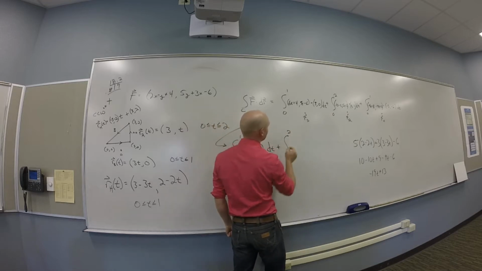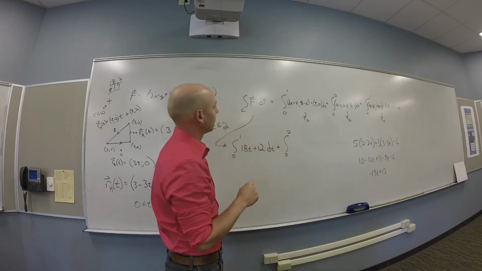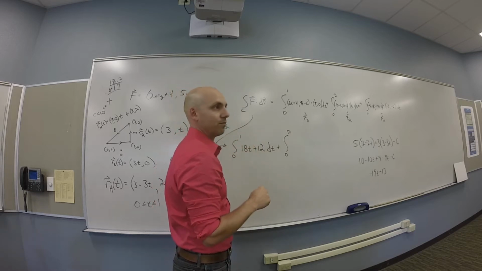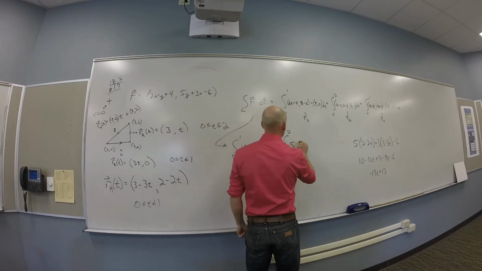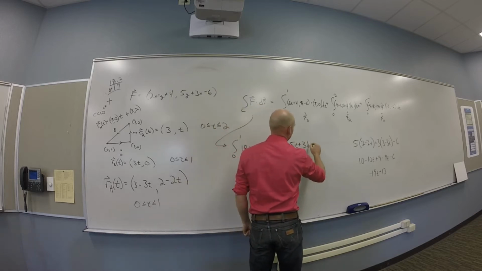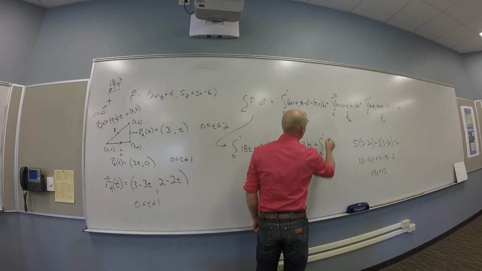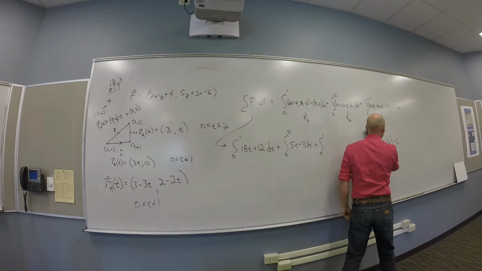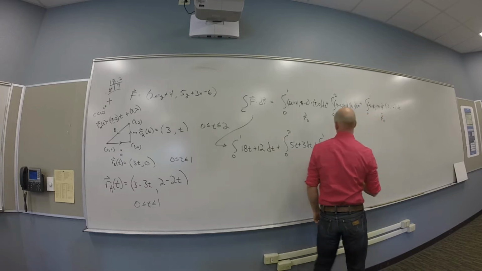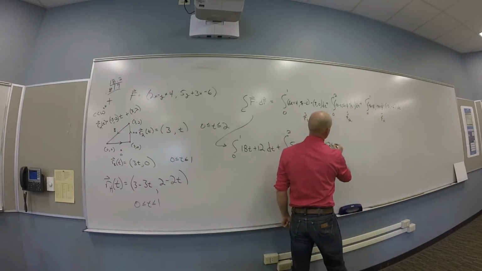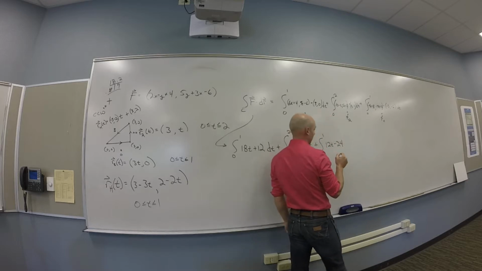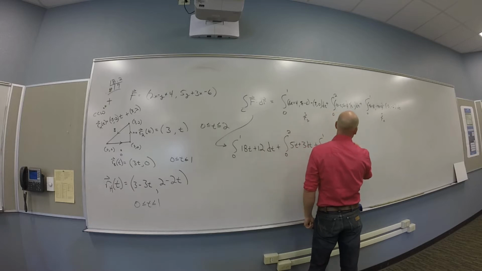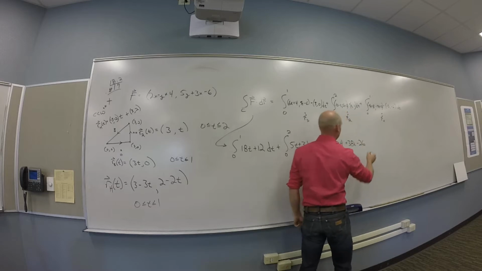Plus the integral from 0 to 2 of 5t plus 3 dt. Plus the integral from 0 to 1 of, let's see, 12t minus 24 and 38t minus 26 dt.